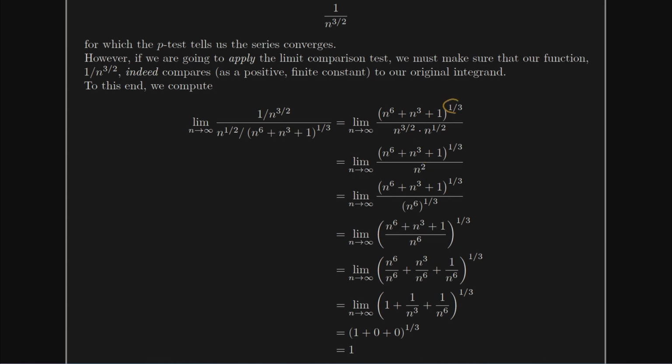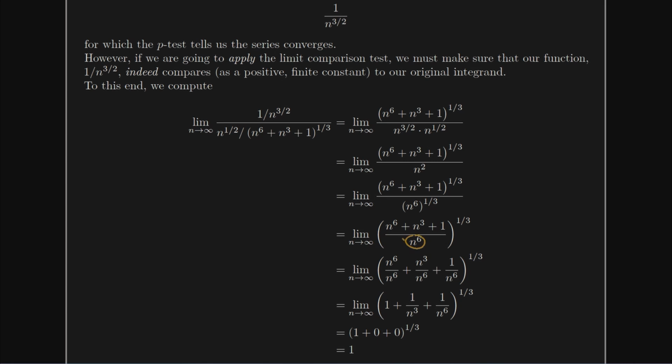I then maybe want to combine everything in terms of this power 1/3. So how could I write n squared as a 1/3 power? Well, you can write it as n to the 6 to the 1/3. If I write it as n to the 6 to the 1/3, now everything is to the 1/3 power. I can pull that 1/3 power out, and what's on the inside is just n to the 6 plus n cubed plus 1 over n to the 6.